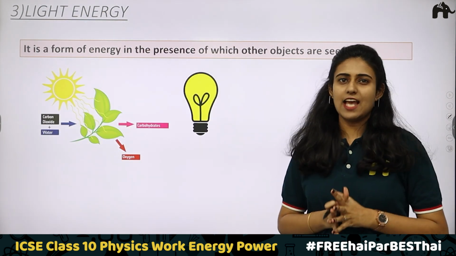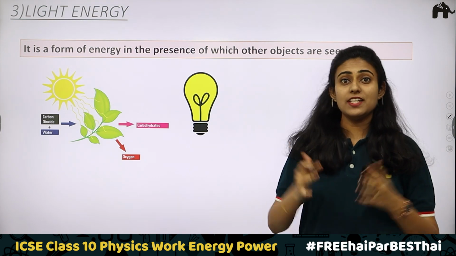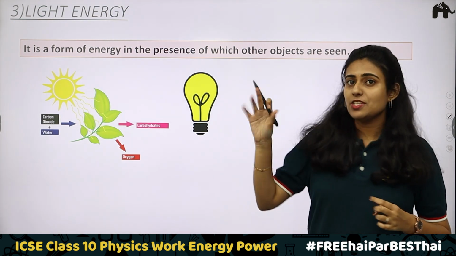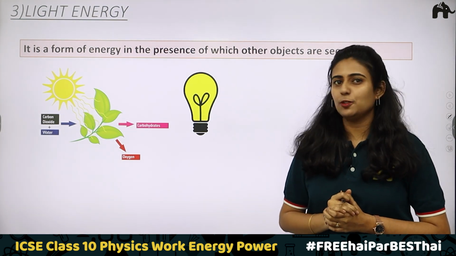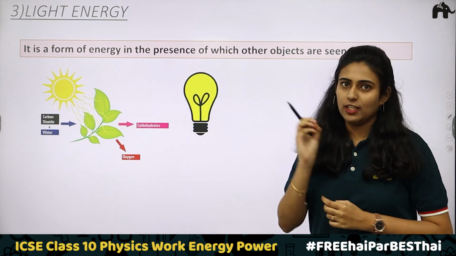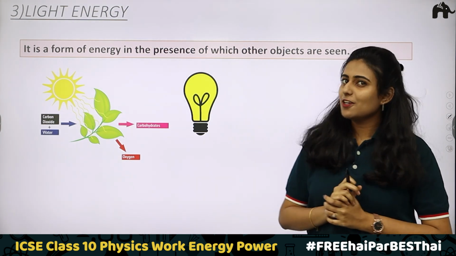The third one is light energy. Why do we need light? You can see me just because there is light. If I switch off the light, what happens? You won't be able to see me, right? So to see an object, you need light. Sun is again the source of light energy.